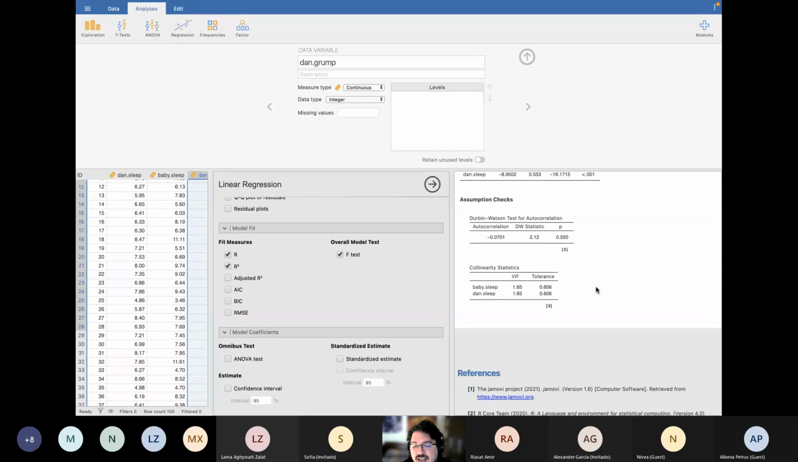But basically, in the first part of the exercise, if you draw a plot of baby sleep against Dan sleep, you will see that they are correlated. One of the things that we must do is consider not using predictor variables that are correlated, because they are explaining the same thing.